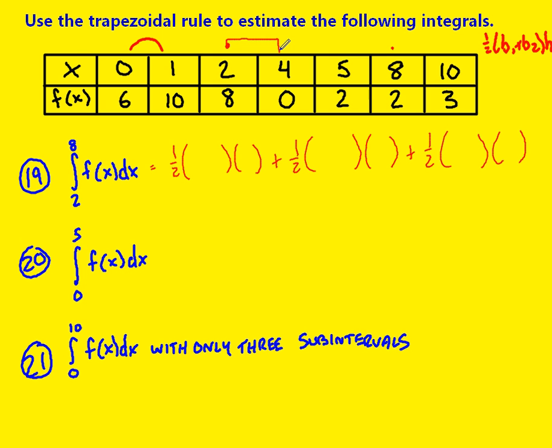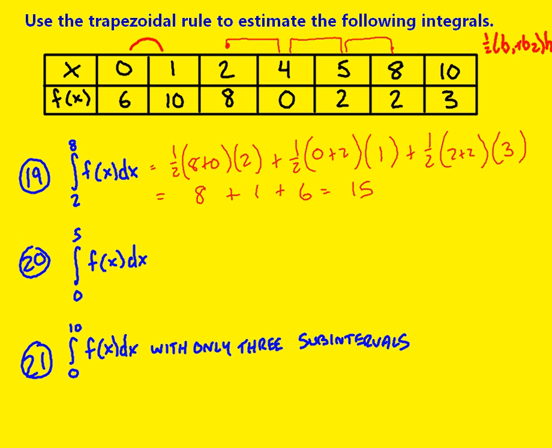So there's interval 1. The height will be 2. My bases will be 8 and 0. For the next interval from 4 to 5, my bases are 0 and 2, my function values, and my height is 1, the difference between 4 and 5. And then the last one from 5 to 8, my bases will be 2 and 2, my height will be 3. So when I multiply these out, I'm going to get 8 plus 1 plus 6. So that should give me an answer of 15.